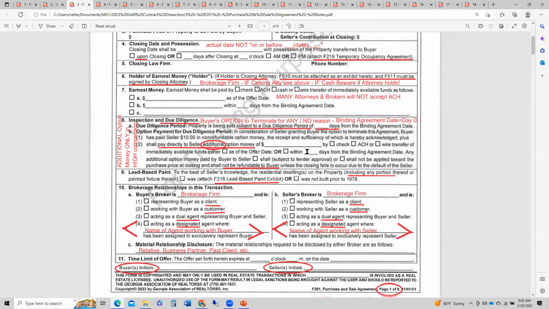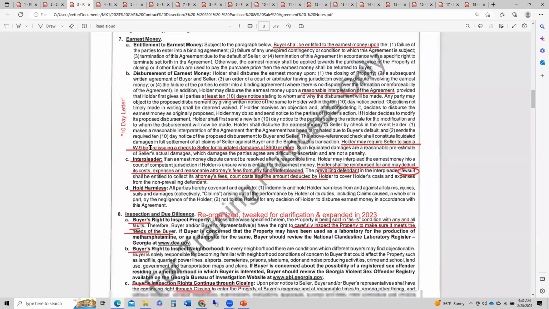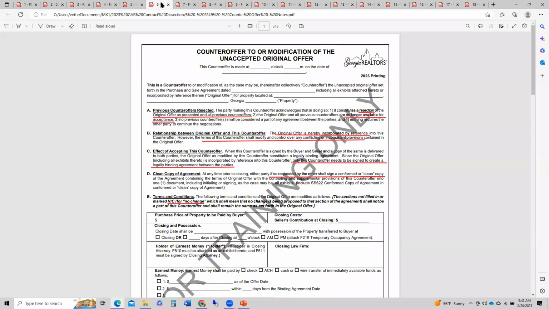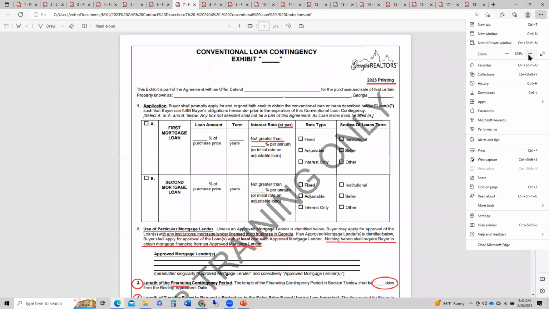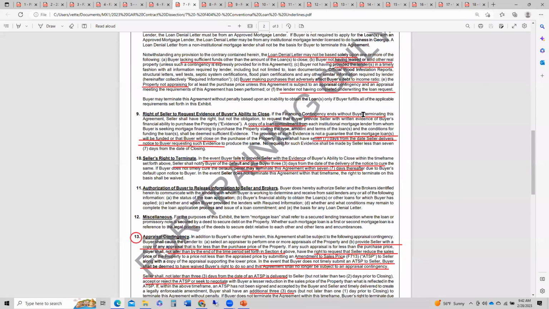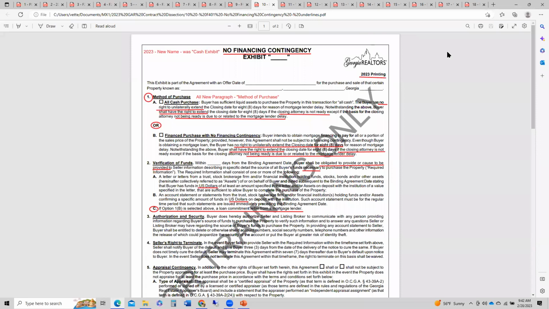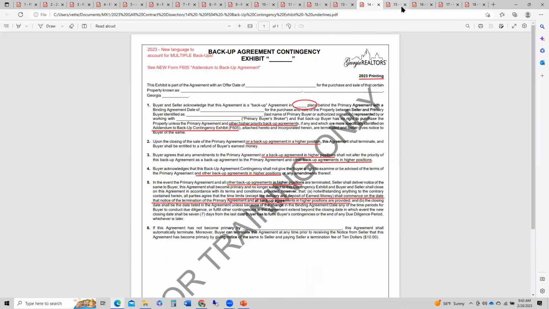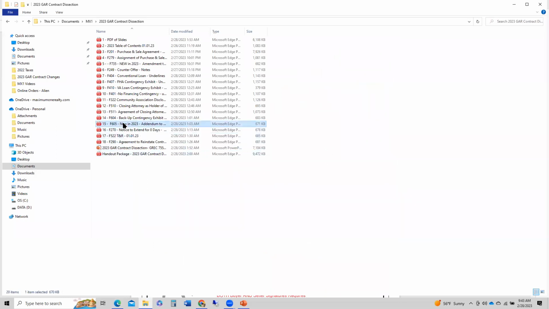So you will have all of my handouts, and as you can see, they've got all of my underlines and all of my notes. This is the purchase and sale agreement. This is the assignment, a new amendment to assign a contract. This is the counter offer. This is the conventional loan contingency exhibit. I've got FHA, VA, the new no financing exhibit, and the community association disclosure. All of the forms that we are going to discuss today are available in the handouts. I think it was 15 that I got rid of.